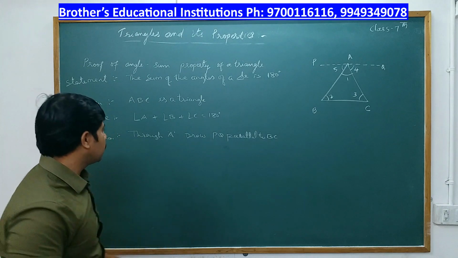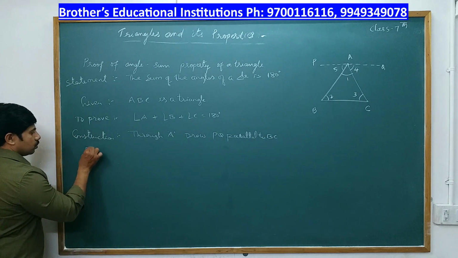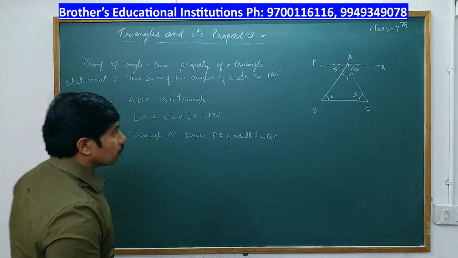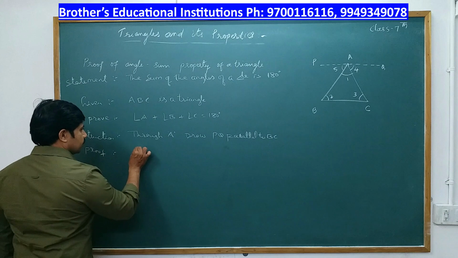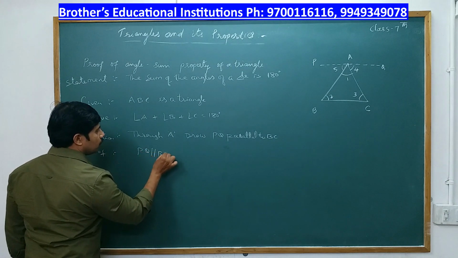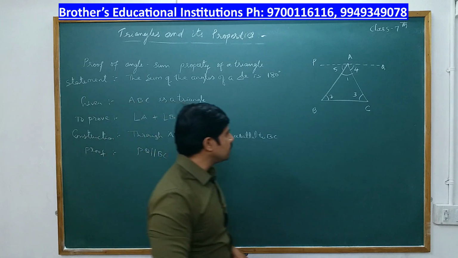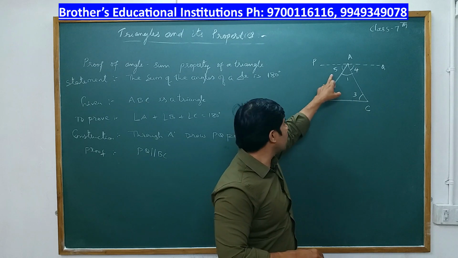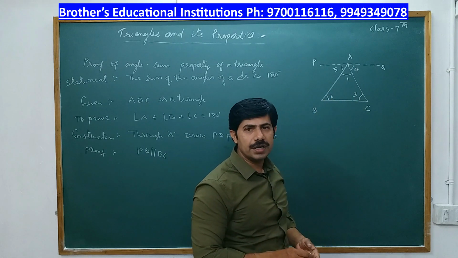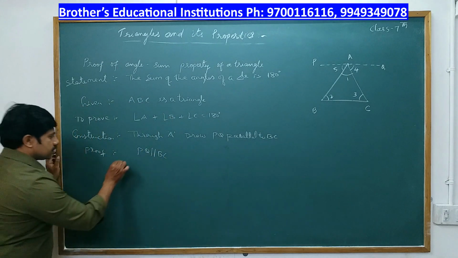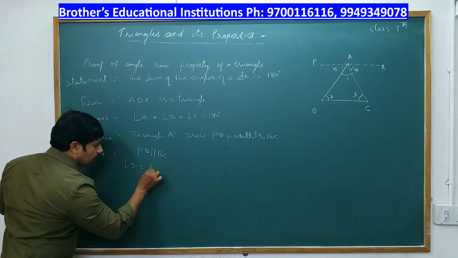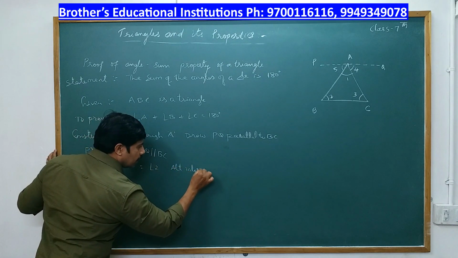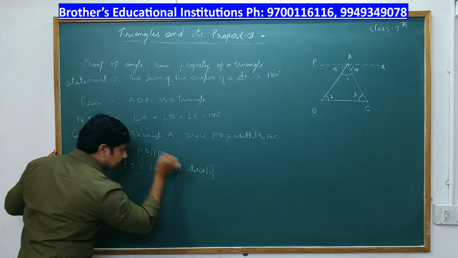Now after that we start the proof. So when we prove this, PQ is parallel to BC. We'll start from there. As PQ is parallel to BC, we say that angle 5 is equal to angle 2 and angle 4 is equal to angle 3. Why is angle 5 equal to angle 2? It is alternate interior angles. So we write angle 5 is equal to angle 2. The reason is they are alternate interior angles.